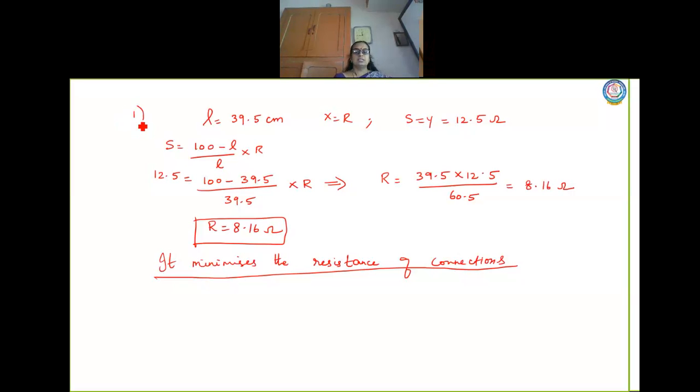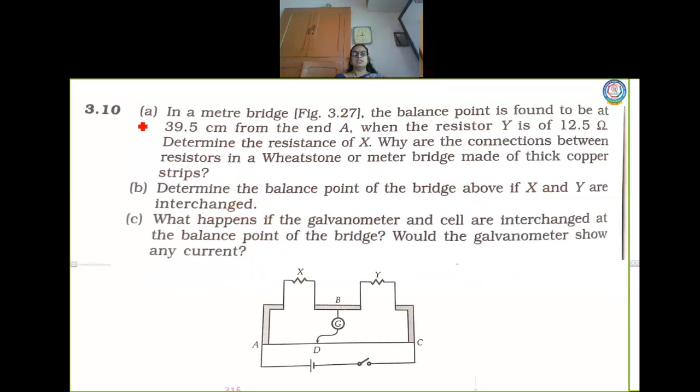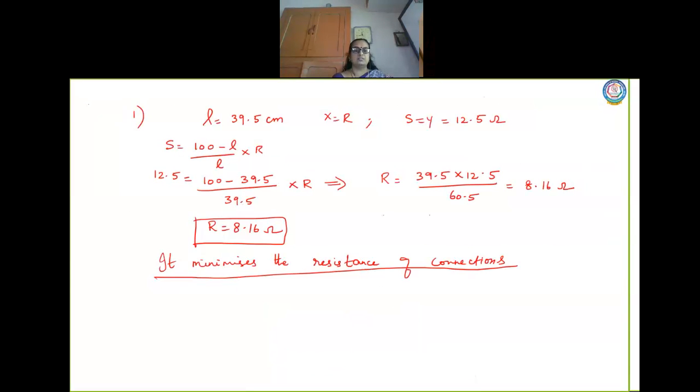Now look at the second question. Determine the balance point of the bridge above if X and Y are interchanged. So now X and Y are going to be interchanged.